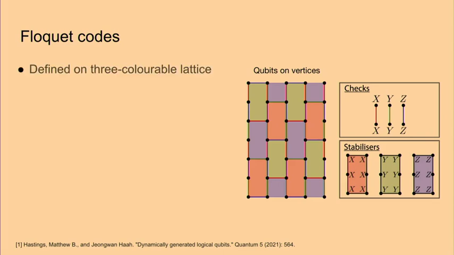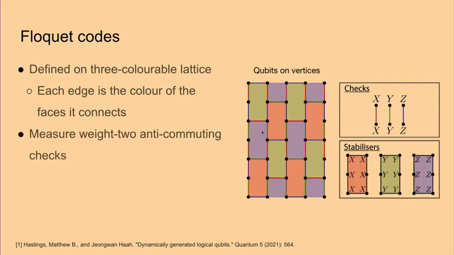They're defined on a 3-colorable lattice, where each edge is the color of the face it connects. So adjacent faces have different colors, and we assign one of 3 colors to each face. And then this blue edge here, for example, links these 2 blue faces. And so we measure weight 2 anti-commuting checks, where we have an XX on each red edge, a YY on each green edge, and ZZ on each blue edge. And the stabilizers of the Floquet code are these contractible loops of edge operators.